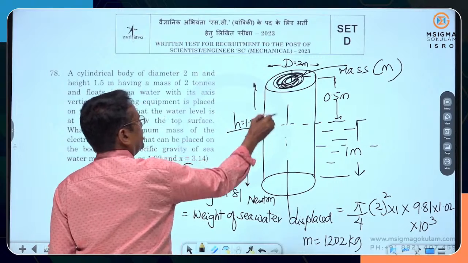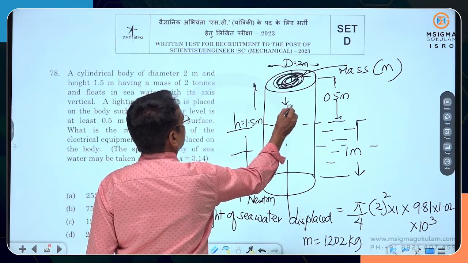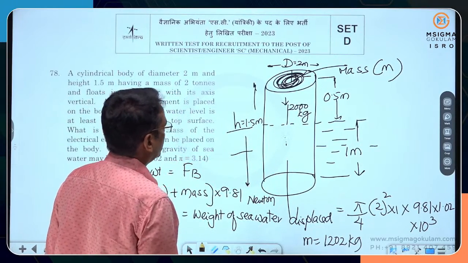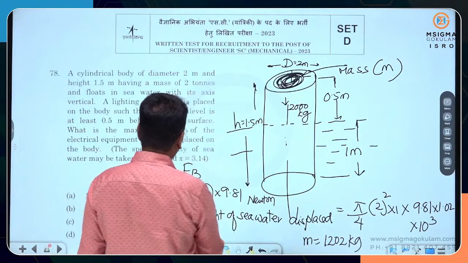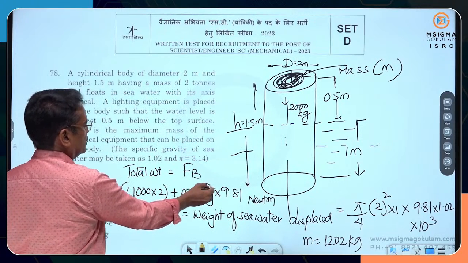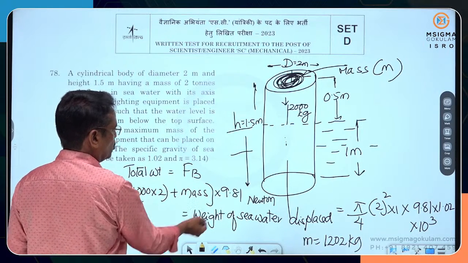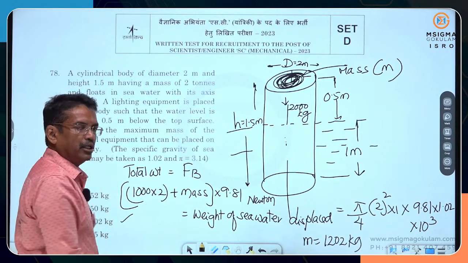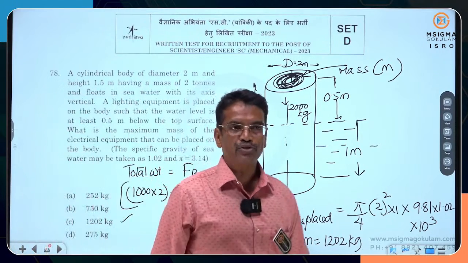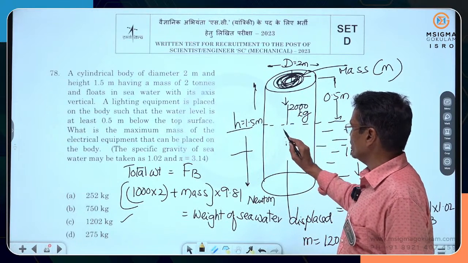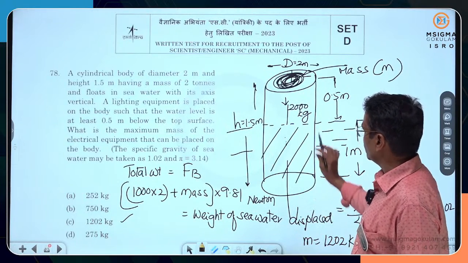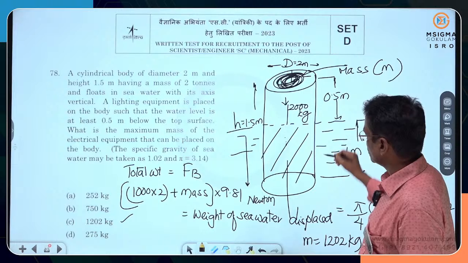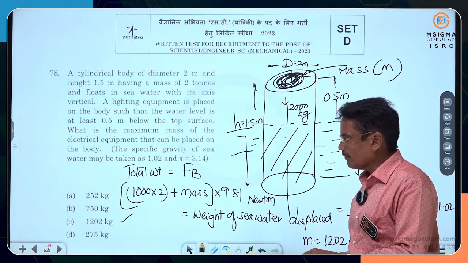The weight of 2000 kg is already acting. Apart from this, how much extra mass will be there? You have to keep it. So the total weight will be 2000 plus mass, into g, that is the weight in newtons, should be equal to the weight of the seawater displaced, that is the force of buoyancy. According to Archimedes principle, the force of buoyancy is the weight of the liquid displaced by the body. This much body is inside, that much water is displaced, right? Only 1 meter of the log is inside the water. So the answer is C.